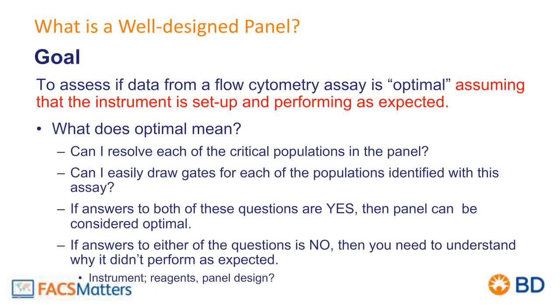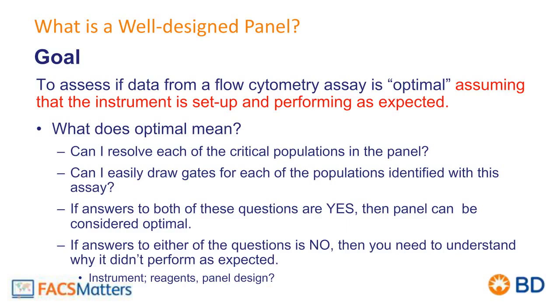If the answer to each of these questions is no, then you need to understand why it isn't performing as expected and to potentially do a second iteration. As you've heard from the previous lecture and from other lectures, panel design is an iterative process. You're rarely ever going to get it right the first time. So you have to understand why it didn't perform as expected. Was it the instrument? Was it the reagent? Was it the combination of reagents that you chose for your panel?